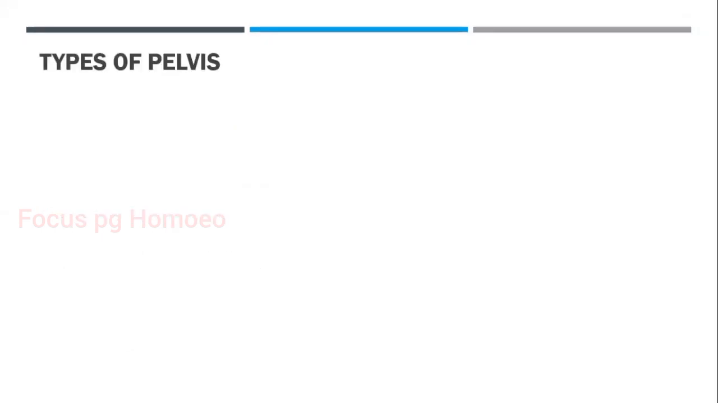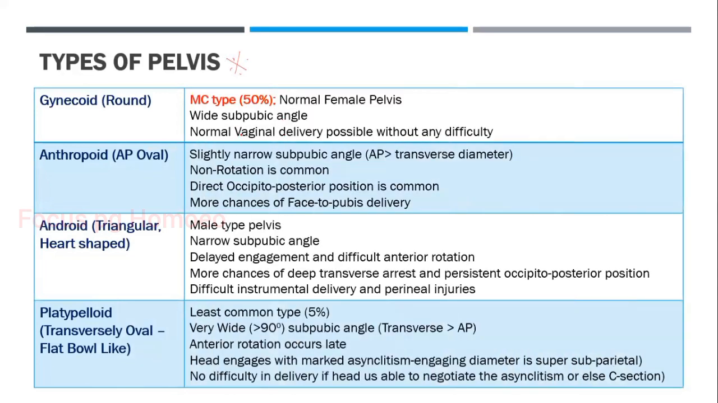Next, coming to types of pelvis, a very important topic, because there are a lot of questions in our previous question papers. Coming to the first type, gynecoid, also called round type. Whenever you see another name for any topic or term, you have to remember it. The gynecoid pelvis, also known as round pelvis, is the most common type of pelvis in a female, around 50%, and that is why it is also called the normal female pelvis, because the incidence is high.